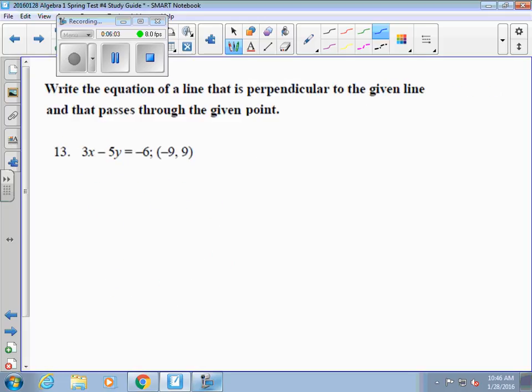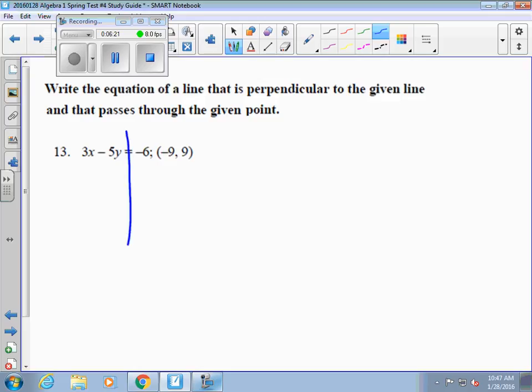Write an equation of a line that's perpendicular to the given line passing through the given point. 3x minus 5y equals negative 6. Again, perpendicular lines, negative reciprocals of each other. We have to take this standard form and make it into a form where we can see the slope. The easiest one is probably slope-intercept form for most of us.